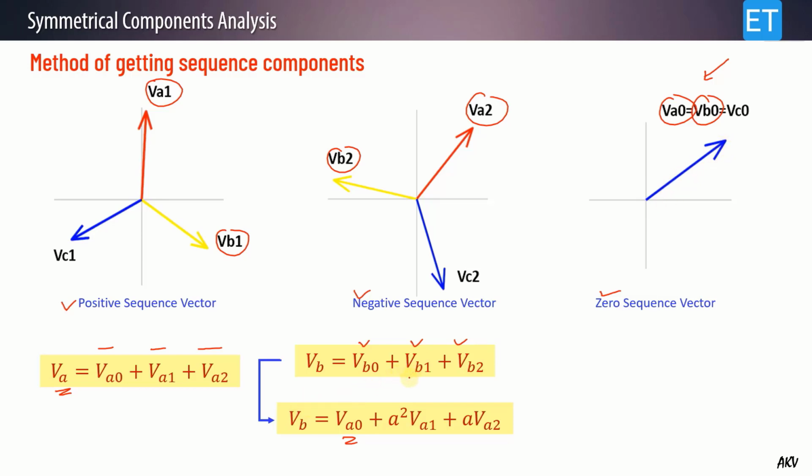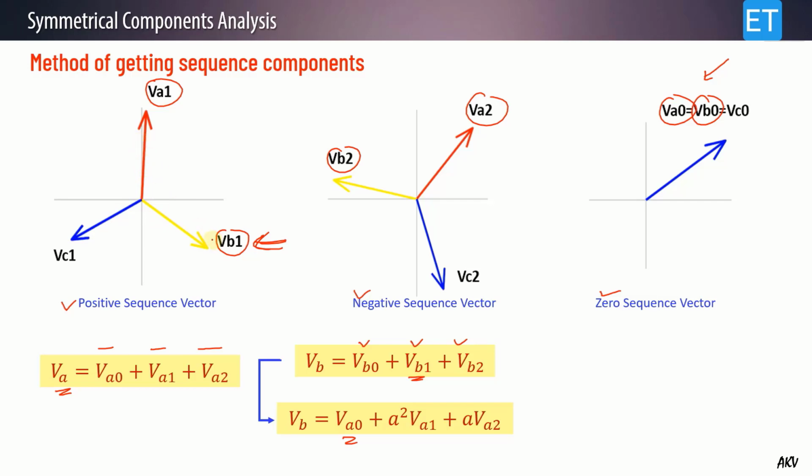And now what about VB1? Let's see what this VB1 is. So this is the VB1. If I want to write this VB1 in terms of the VA1, you can easily see that since it is a balanced vector, that means the magnitude of all these three are the same.